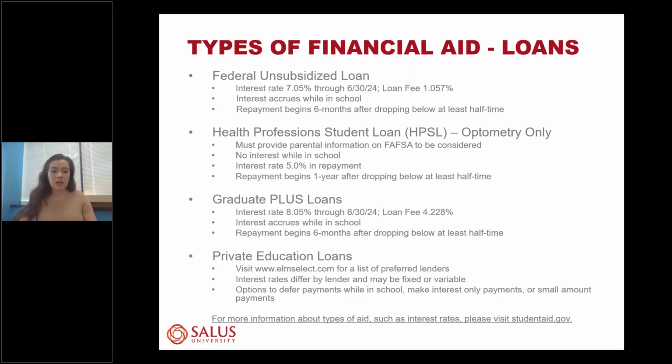If you aren't interested in federal loans, you might be interested in private education loans. If you go to Elm Select, you can look up our school's profile there, and you can look at alternative loans that our students have had success with in the past. Interest rates are going to differ by lender, and they may be fixed or variable. It's all going to be based on your application with them and what kind of products they offer. It's usually also based on your credit score, and oftentimes your parents' credit score. So you want to keep that in mind when you're thinking about what you're looking for.